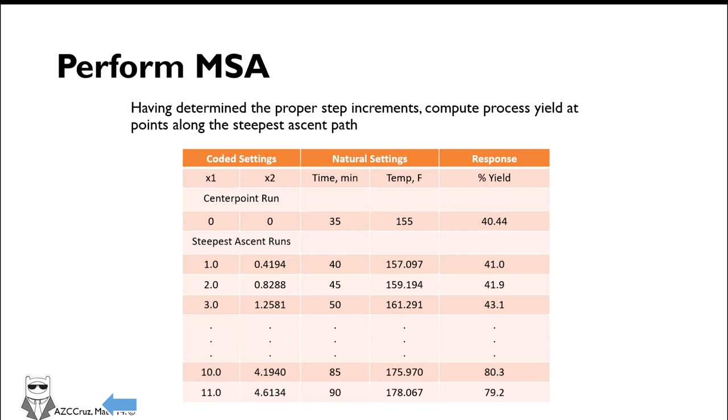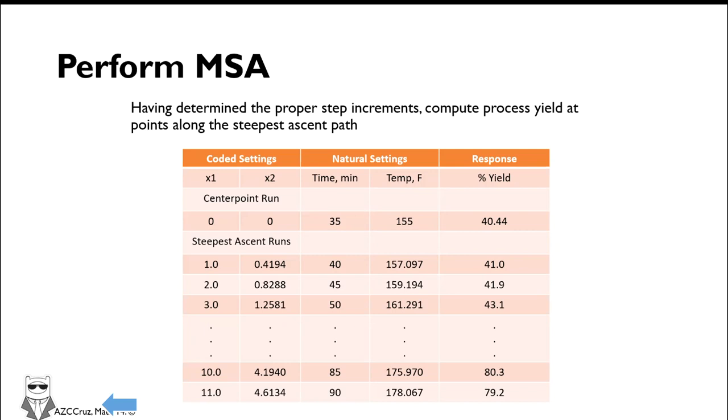So sabi dito, if you look at the coded settings, this is in terms of one unit steps, no? So 1, 2, 3, and so on and so forth until 10 and 11. Tapos dito sa X2, we are moving in increments of 0.4194, and that is coded settings. Okay, and if we translate that to natural settings, meron tayong makukuha dito. Again, these are all experimentally done, no? So ito, ginawa talaga nila, and they found the yield here.